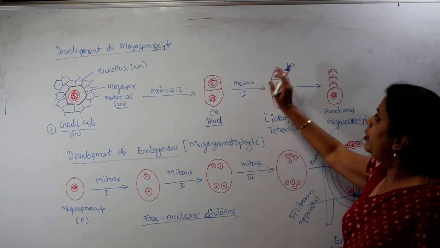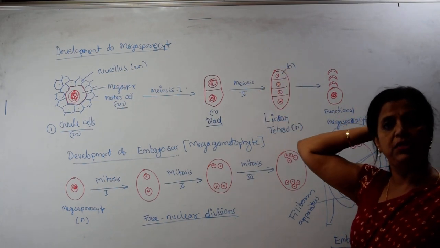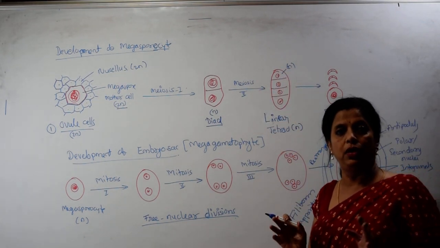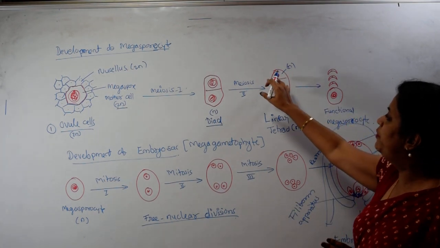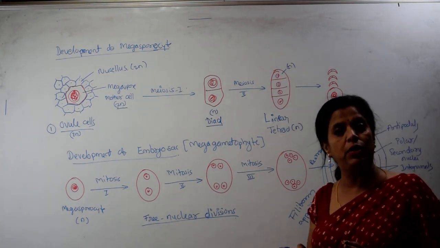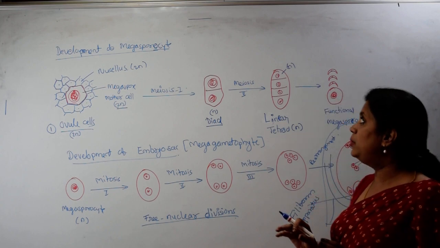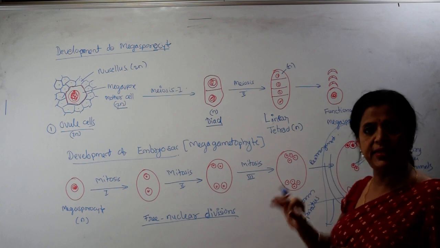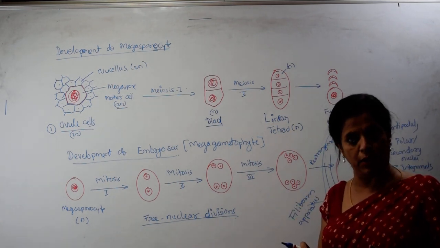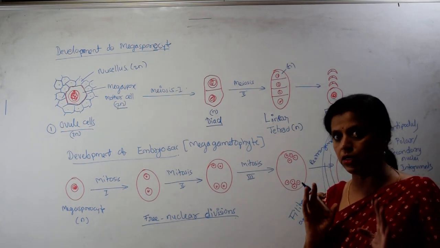Now, from here, the development will change. In some plants, all the 4 will differentiate to form megaspores. It is called the tetrasporic embryo sac. Sometimes only 2 will grow and 2 will disintegrate. It is called the bisporic embryo sac. Understand this thoroughly. It's a neat question.